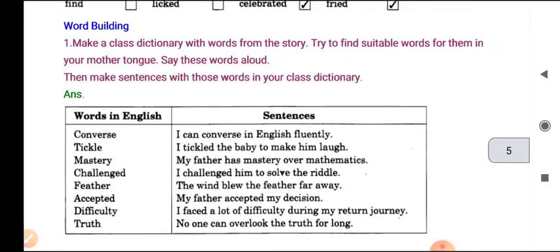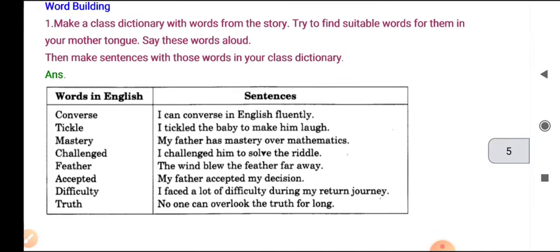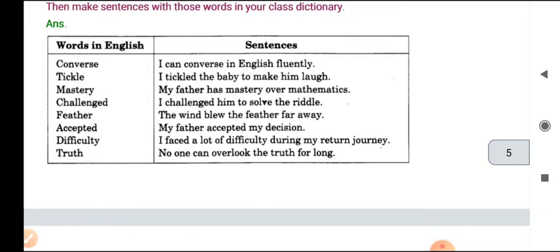Word building. Make a class dictionary with words from the story. Try to find suitable words for them in your mother tongue. Say these words aloud, then make sentences with those words in your class dictionary. Here is one sample answer. Words in English and sentences.